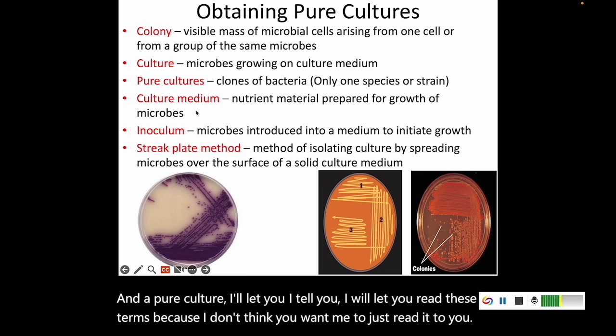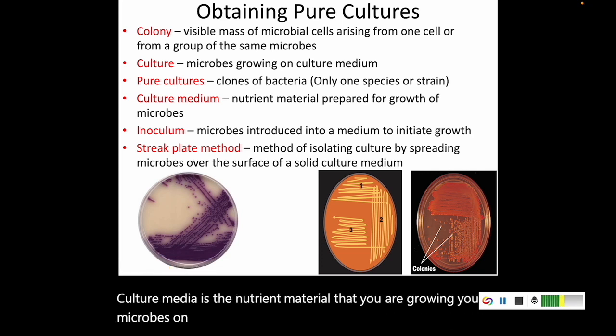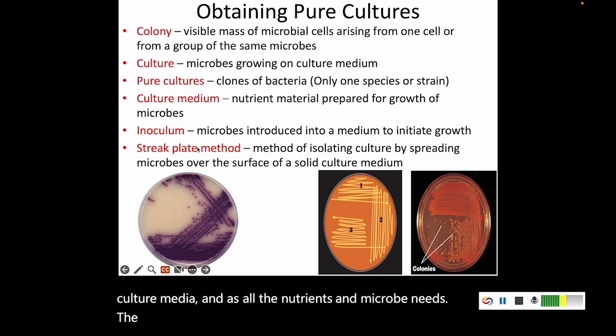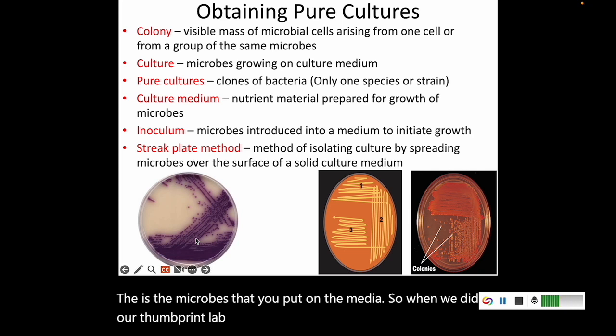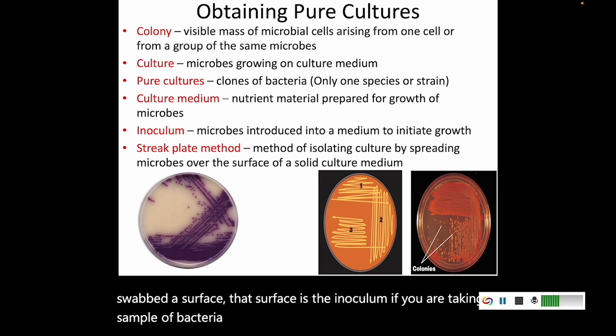Culture media is the nutrient material that you are growing your microbes on. We have used TSA a lot as our culture media. It has all the nutrients a microbe needs. The inoculum is the microbes that you put on the media. When we did our thumbprint lab, your thumbprint was the inoculum. When you swabbed a surface, that surface is the inoculum. If you are taking a sample of bacteria from one tube and putting it onto the plate, that first tube is your inoculum. And then the streak plate method.